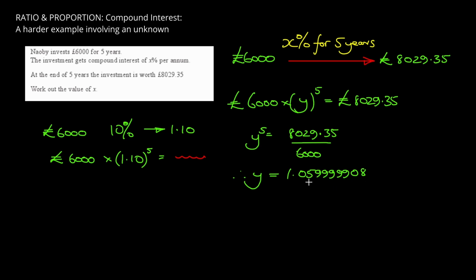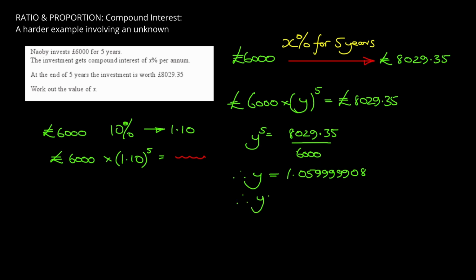And if you put that into a calculator, we get y is equal to 1.0599999908. Now, the reason we've got this rather odd answer, which is so near to 1.06 that it can't really be distinguished, is because 35 pence was rounded up to a whole number of pence. There could have been more numbers after this from the calculation, but they've given the customer 35 pence because we don't have any divisions of money below a penny.